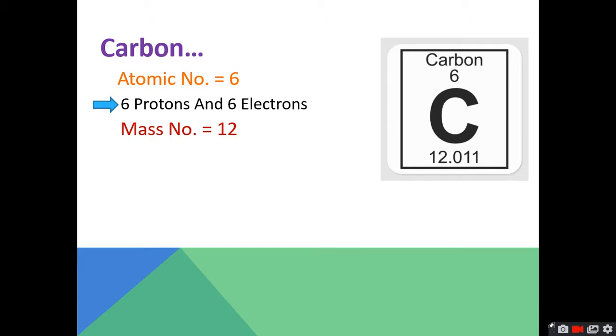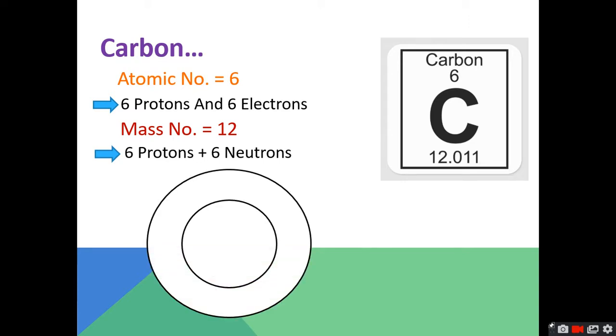We found out that carbon has 6 protons. So, to obtain the mass number 12, we need how many neutrons? Guess that. Good. 6 neutrons. So the sum of 6 protons and 6 neutrons becomes 12, which is the mass number. You're doing great. Let's see the electronic configuration now.